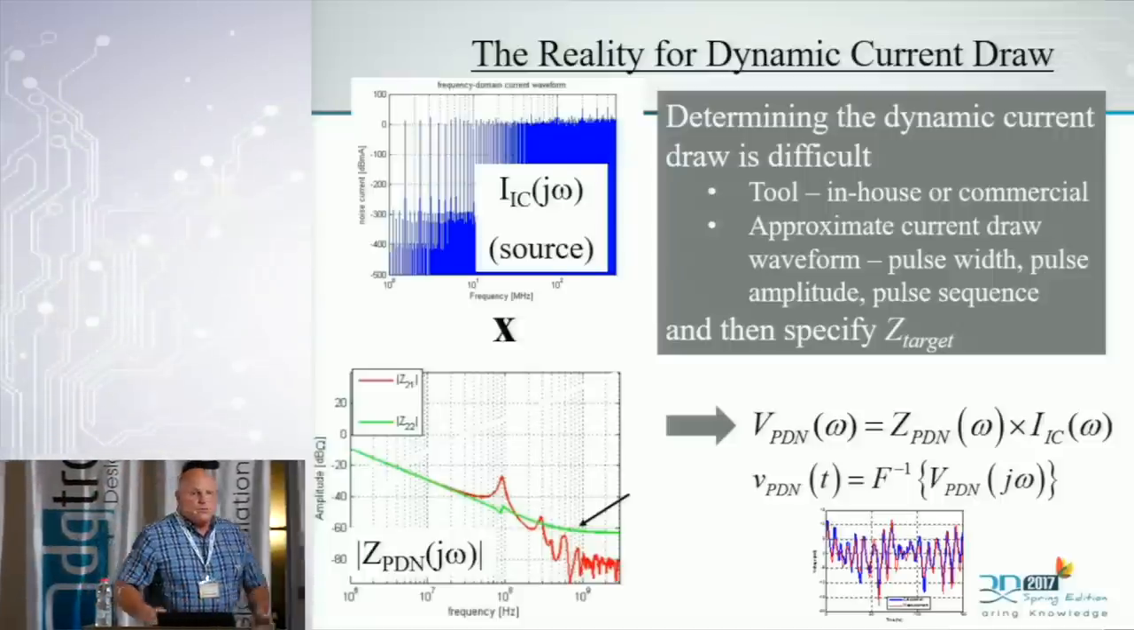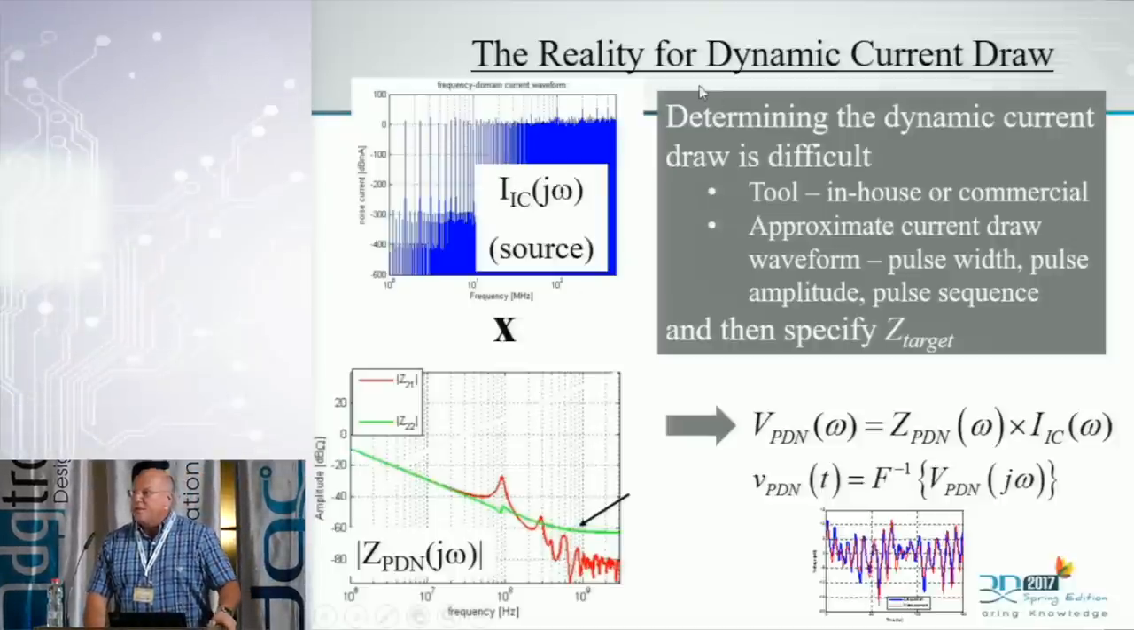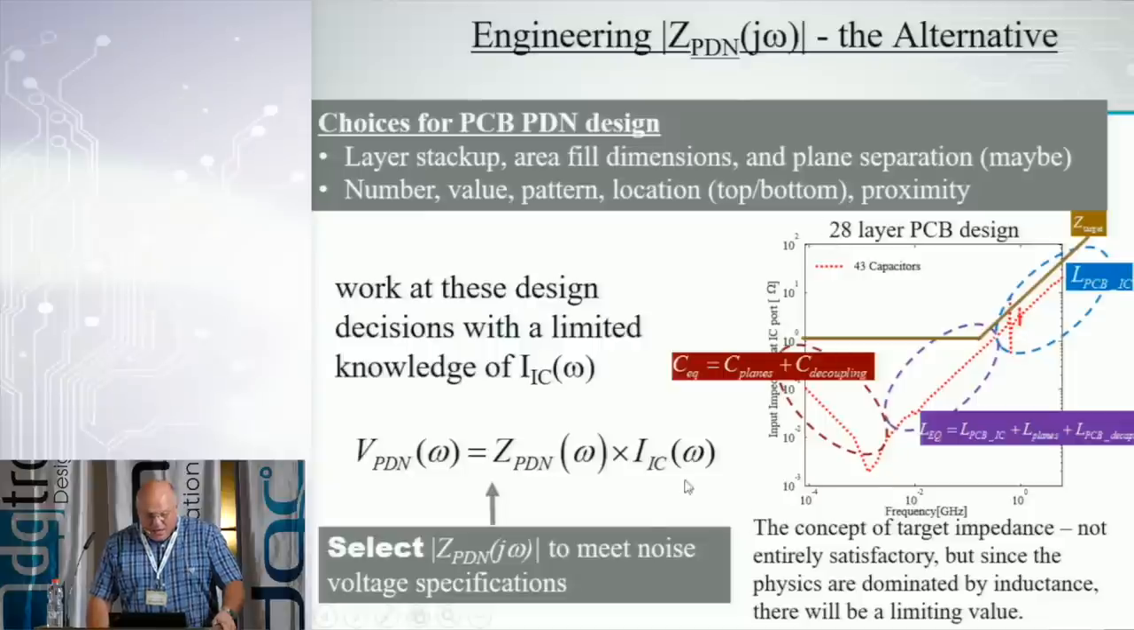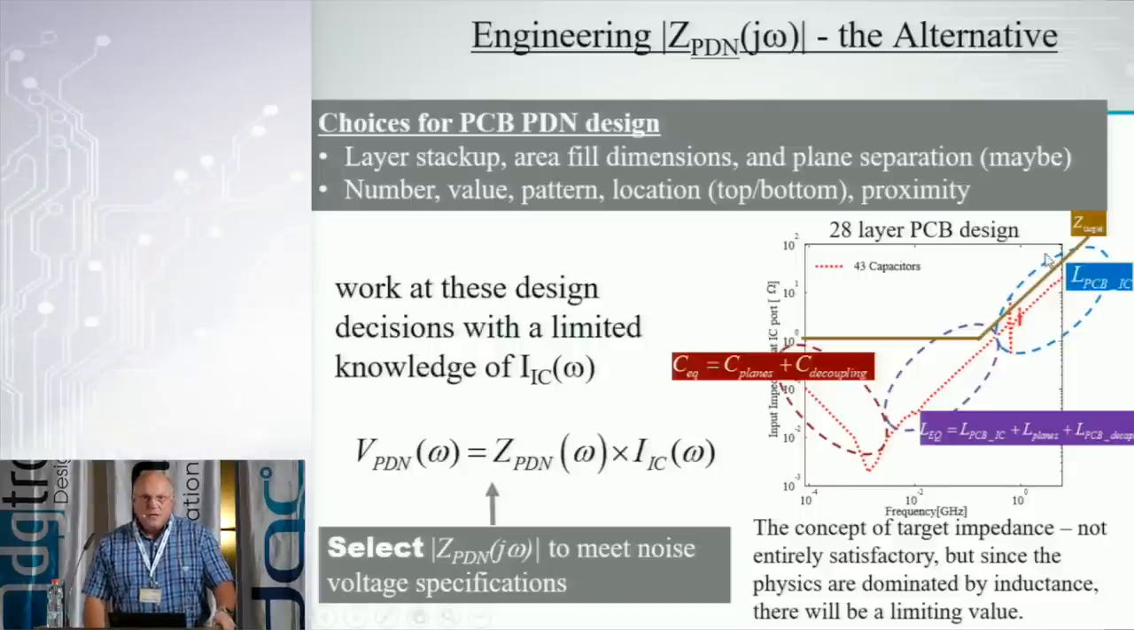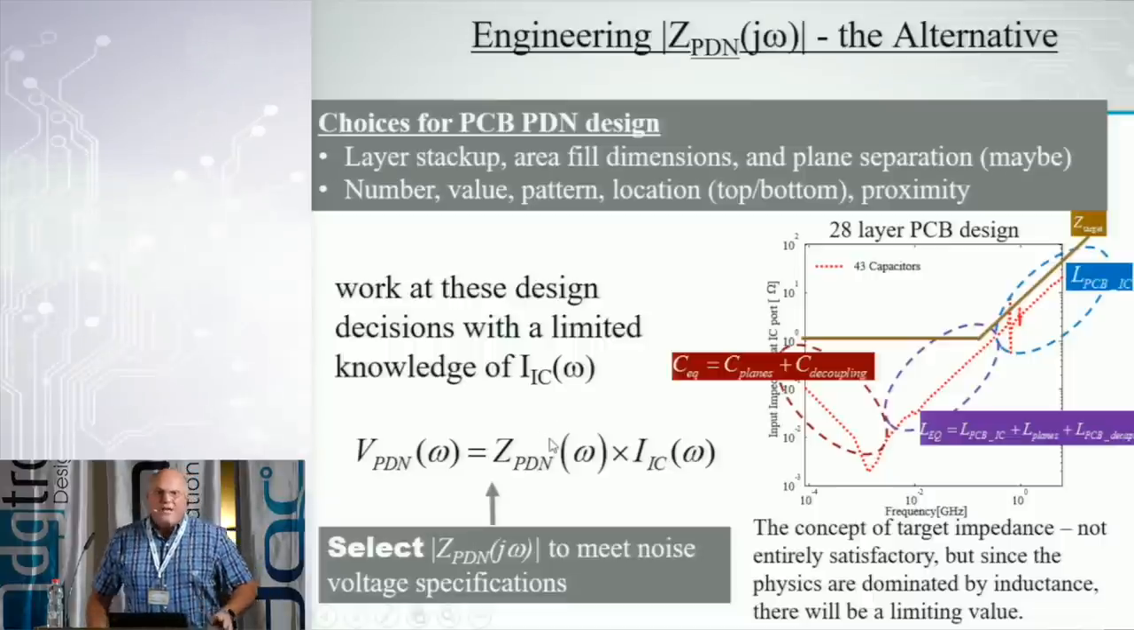There are commercial tools, for example, Apache makes a tool where they estimate that current. It's only an estimate because the ASICs are so complicated. Companies like Intel and IBM will have their own internal tools, and other companies as well. Again, same story, they're only estimates. Oftentimes, at the printed circuit board and package design level, we don't have access to that information. In the absence of that access, what we get from the silicon vendors is a target impedance, and it's that target impedance that we wind up designing to. Turns out, it's kind of okay in the end.